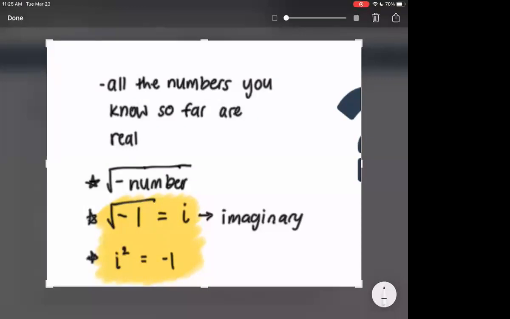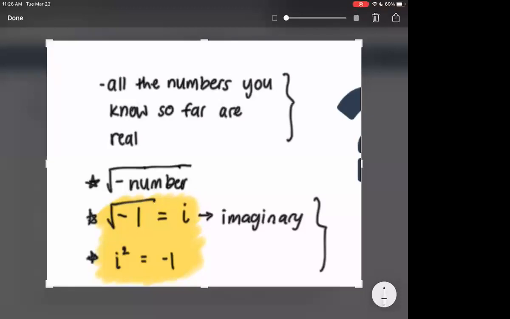We got a question that asked, does this mean every negative number is imaginary? No, negative numbers are part of the real numbers. But if you take the square root of it, then it becomes imaginary. So the negative numbers are real, but their square roots become imaginary.